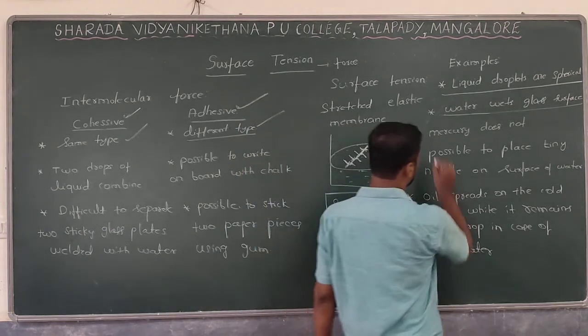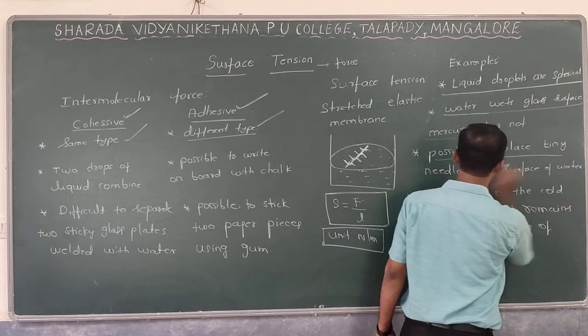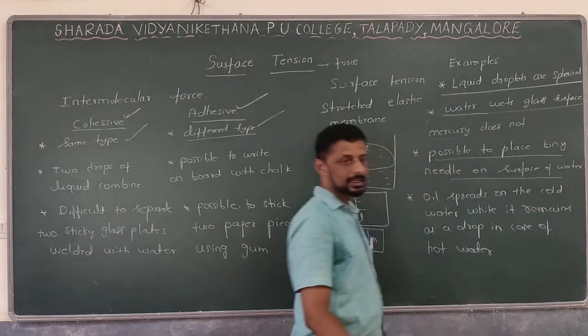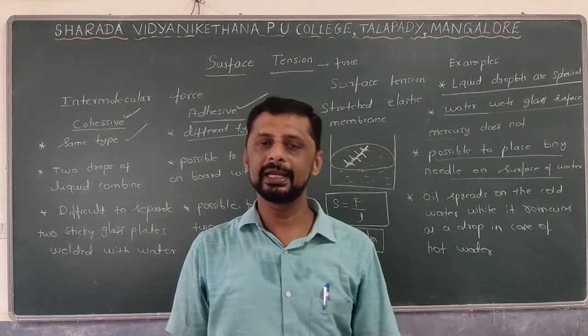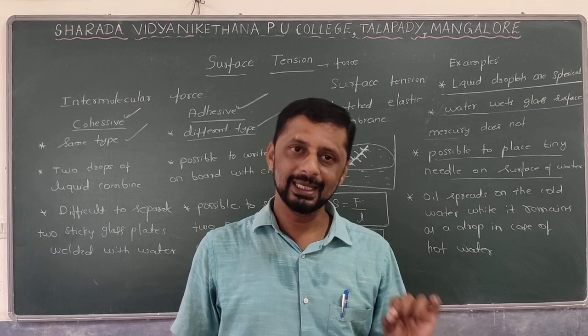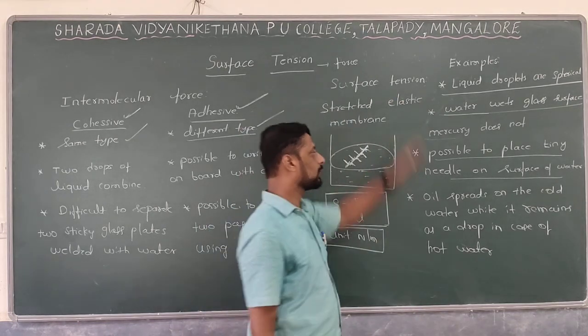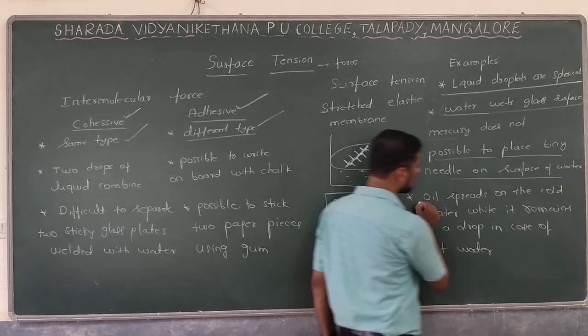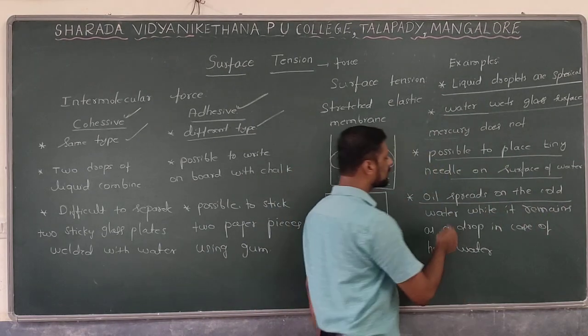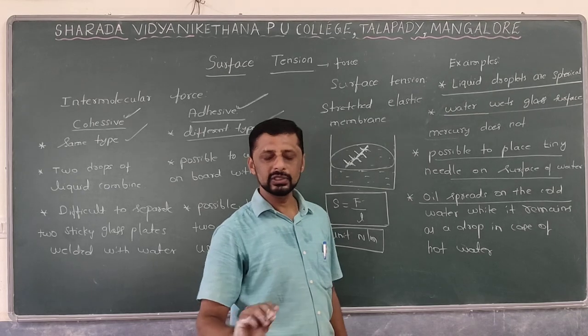Next, it is possible to place a tiny needle on the surface of water. As I said earlier, it is possible to place a tiny needle or paper piece, and insects can crawl on the free surface of the liquid. That is also possible because of what? Surface tension.